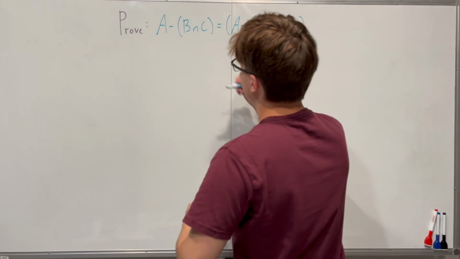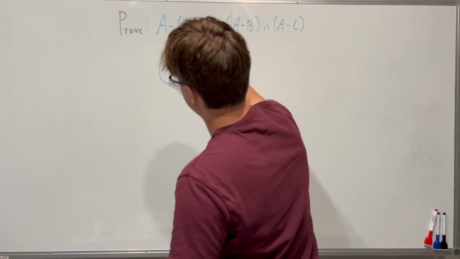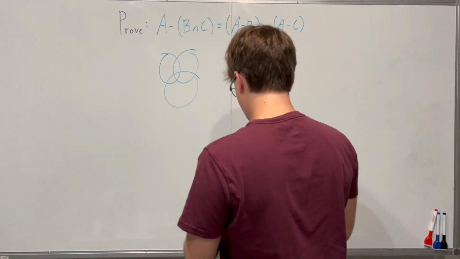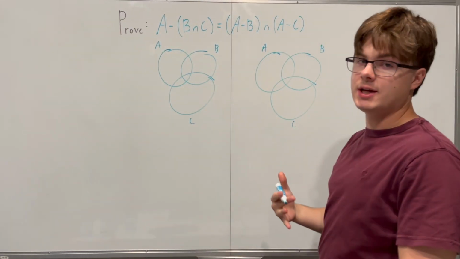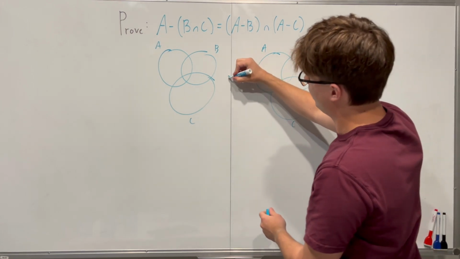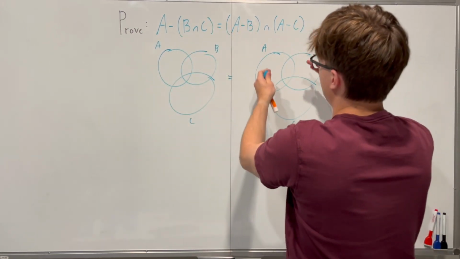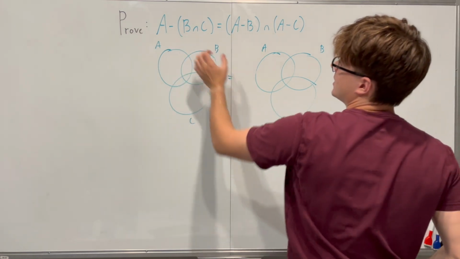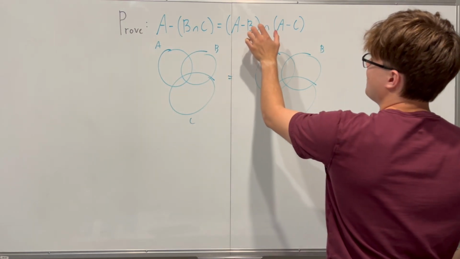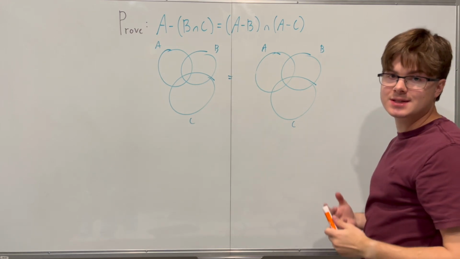Let's take the case where we have the three sets like so. Maybe I'll actually draw them a little bit bigger. So we take our three sets like so. We have this represent the left-hand side and this represents the right-hand side. And all we have to do is shade in the areas that the left-hand side is interested in and see if that's going to be the same shaded area the right-hand side is going to be interested in.